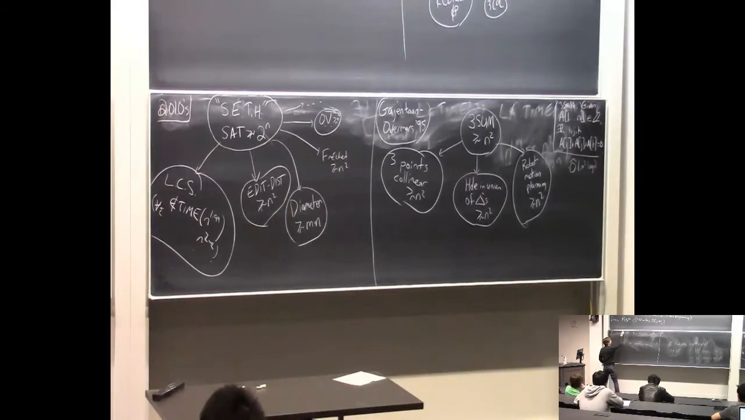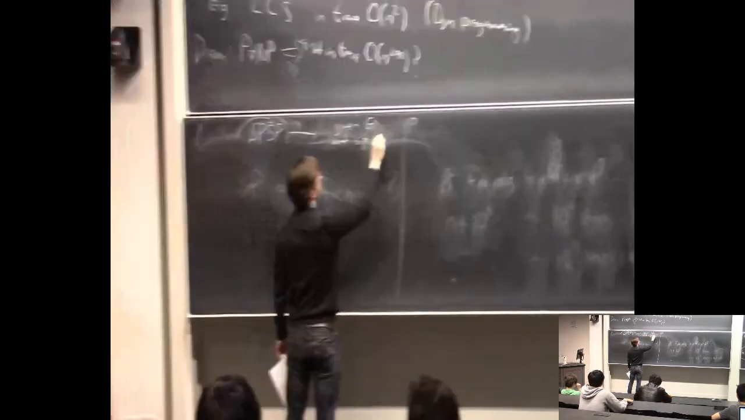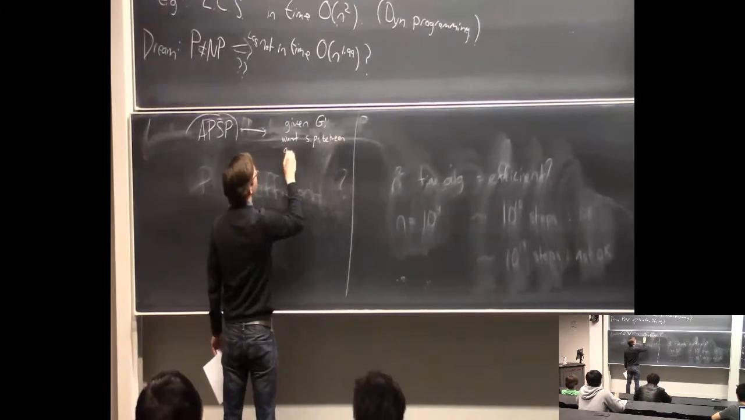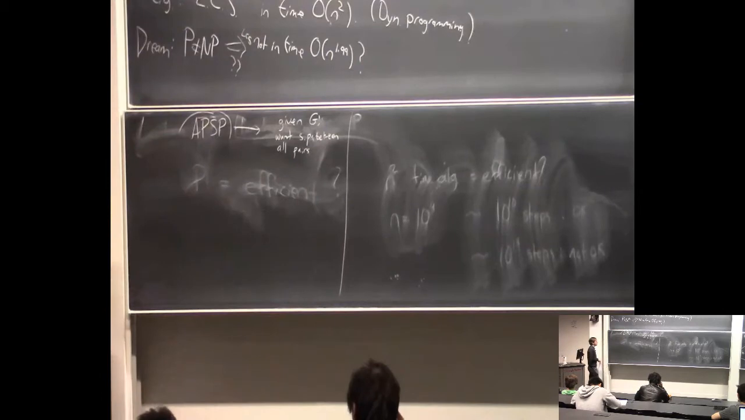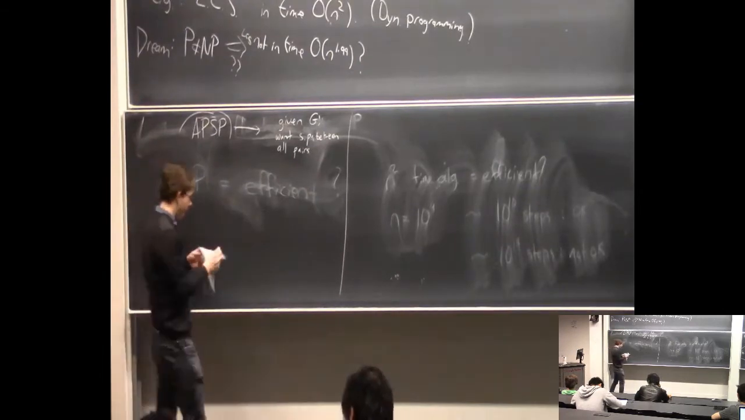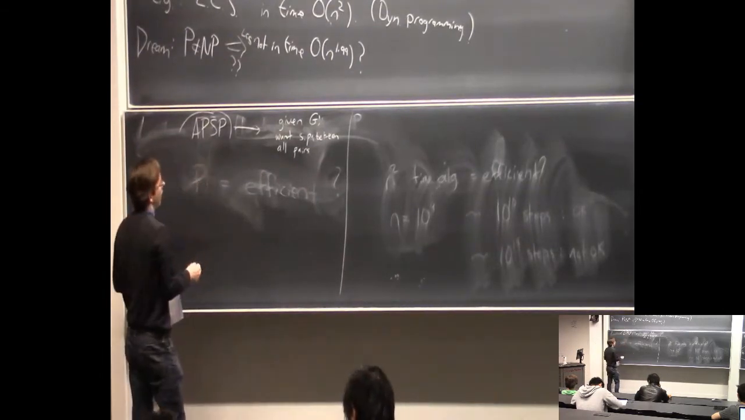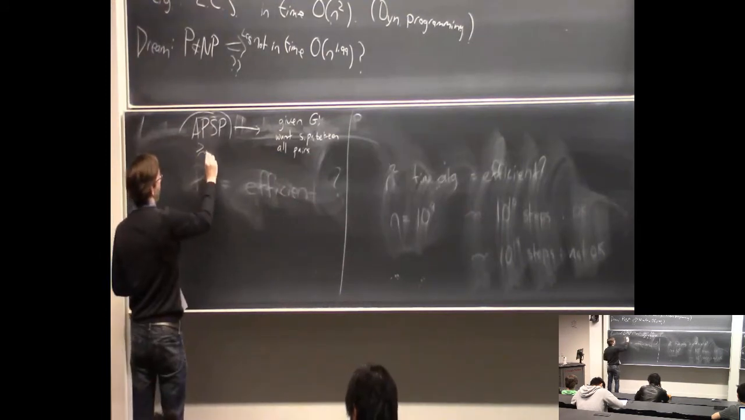Anyway, though, let me tell you about another basic problem. This is APSP. That stands for all pairs shortest paths. This is a pretty well-known, basic graph problem. You're given an undirected graph. You want to know the shortest path between all pairs of vertices. So there's n squared pairs of vertices, so it's n squared data that you need to compute. And the fastest known algorithms for solving this all take about n cubed time.